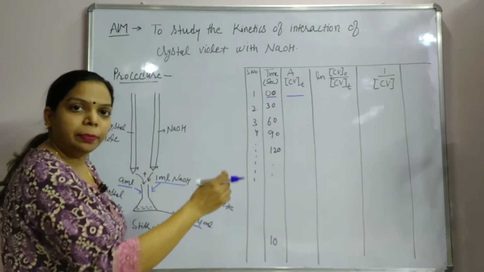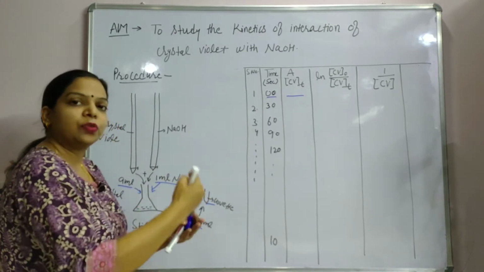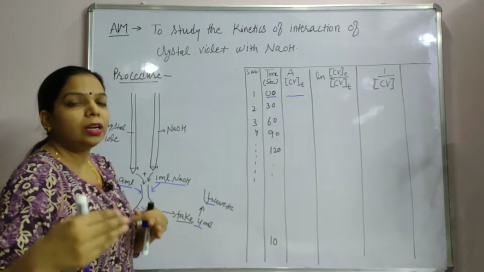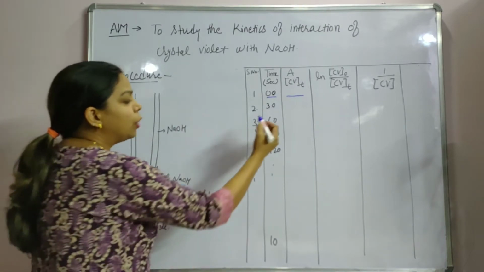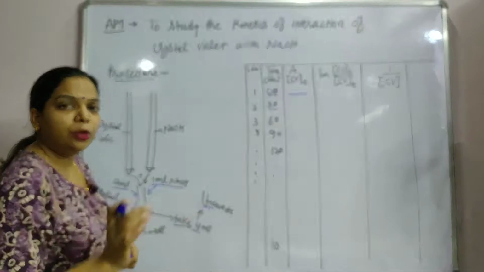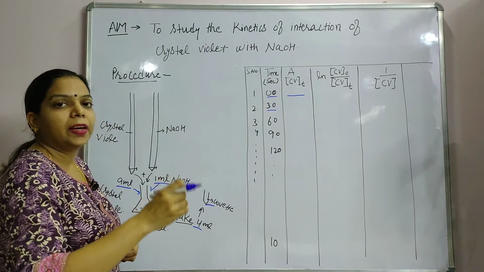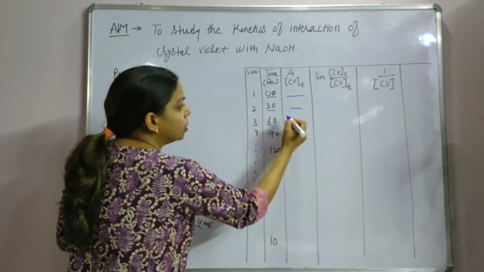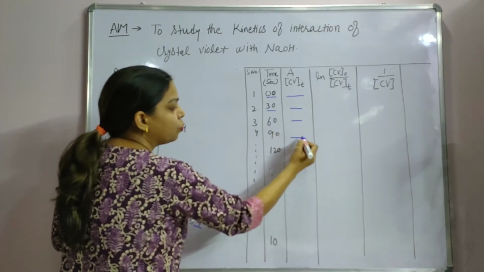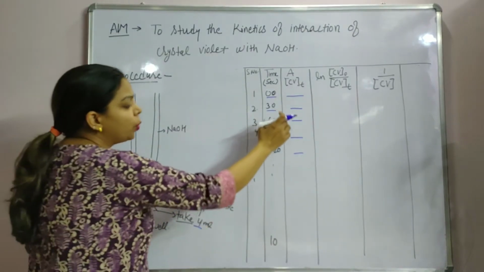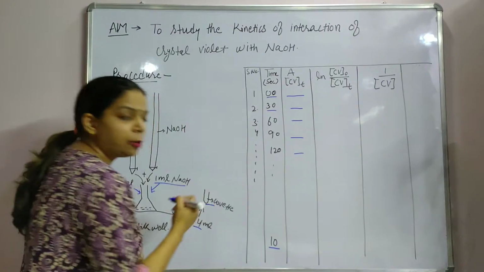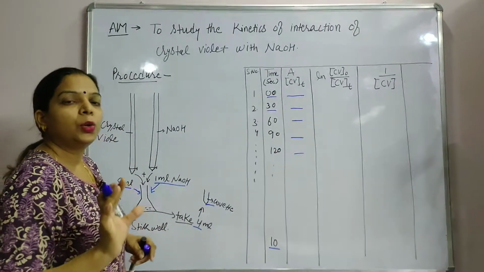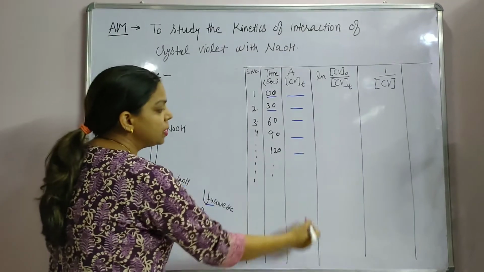After that, let it be there, and as the reaction keeps on going in the cuvette, the color of the crystal violet will fade away with time. You don't need to take it out again, just let the colored solution be there. After every 30 seconds, keep on noting down the value of absorbance for the reaction mixture, and keep on doing this at least till 10 minutes. So every half minute you will be taking a reading, so there will be 20 readings of absorbance and time.